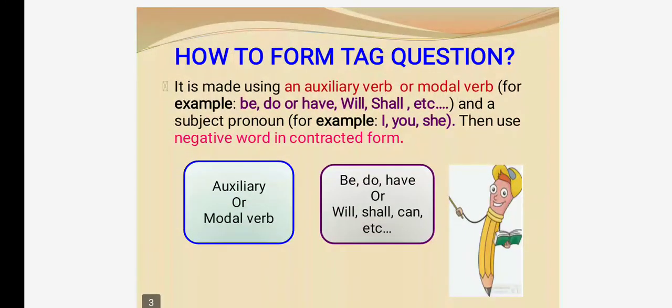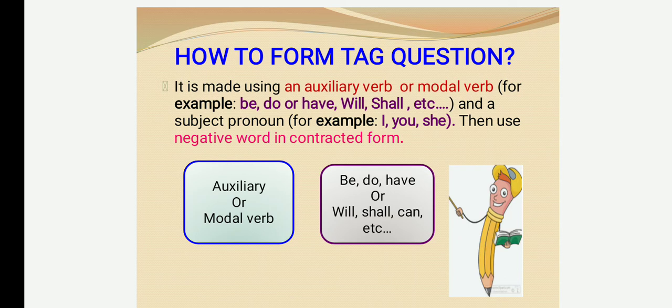So there are three things that we have to keep in mind. So first, in order to frame a question tag, we have to use auxiliary verb or modal verb. So we all know what is auxiliary and what is modal verb. Auxiliary verb represents be verb, do verb or have verb. So modal verbs are will, shall, can, could, may, might, ought. So these are the modal verbs.